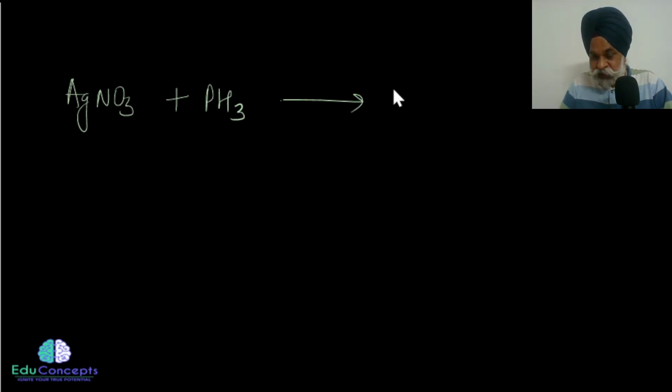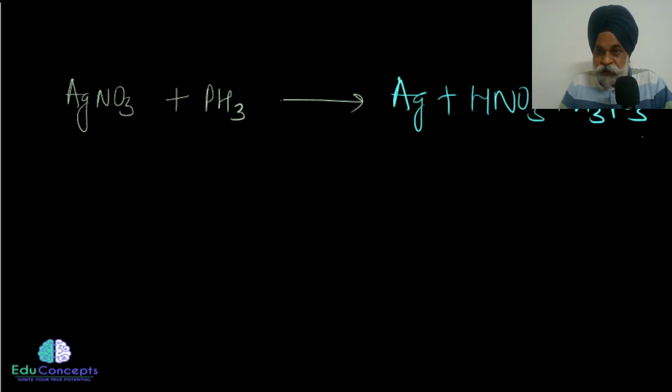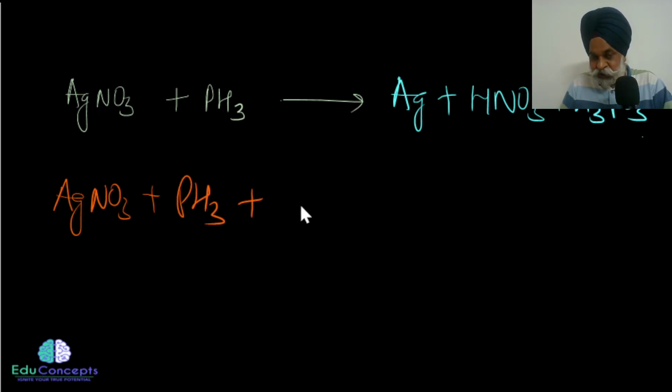So here it is very important to tell you that you would get silver along with nitric acid along with phosphorus acid. If I would balance it out, it is quite important. Silver nitrate when treated with phosphine, it's a beautiful redox reaction which you should always remember. You would be requiring 3 moles of water, and here you would be requiring 6.